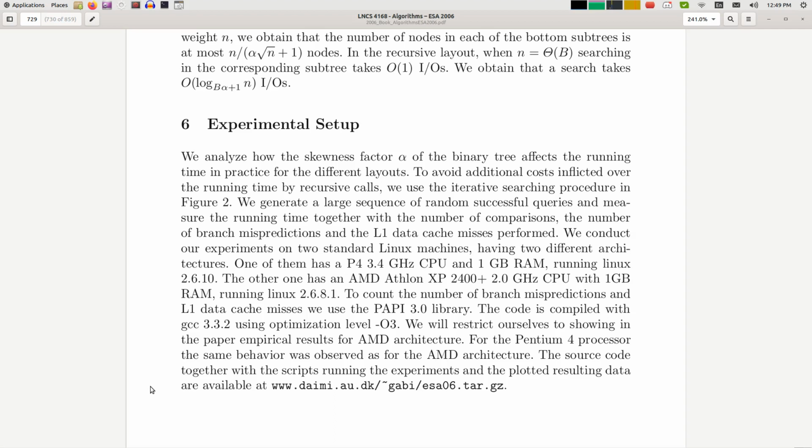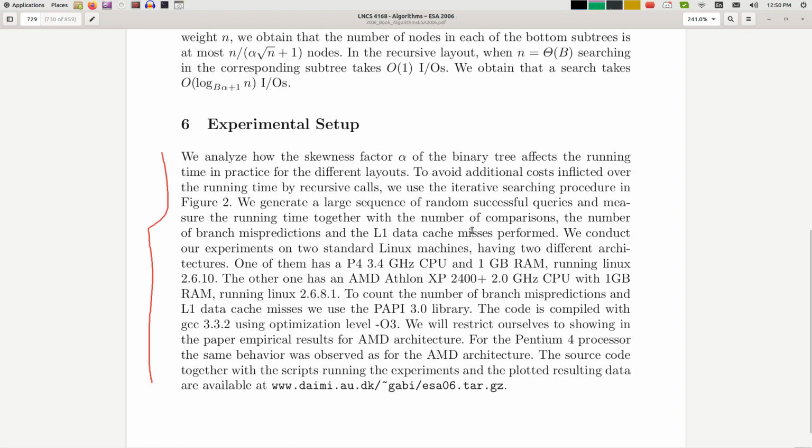And in this paper, they also do something else that I really like, and that is they explain very carefully their experimental setup. This is very important when you want to run an experiment, because the reader needs to know exactly how this thing is done, how you collected your experiment. So like they explain here that they use an iterative searching procedure. They create a large number of successful queries and measure the running time, and they measure the number of comparisons.